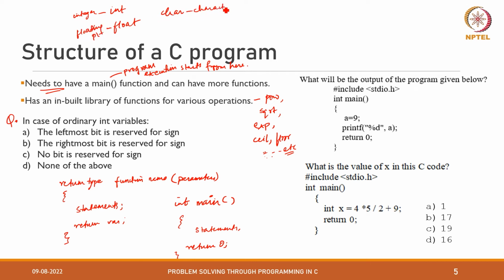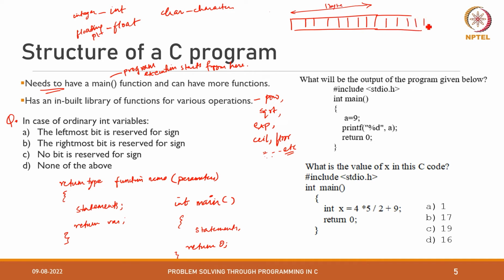Say for ordinary int data types, where is the sign of the integer stored? An integer can be negative as well as positive. So where is the sign of the integer being stored in case of an ordinary int variable? As you know, for 32-bit systems we have 4 bytes of storage. So this is 1 byte, a total of 8 bits here, and then it continues like this.